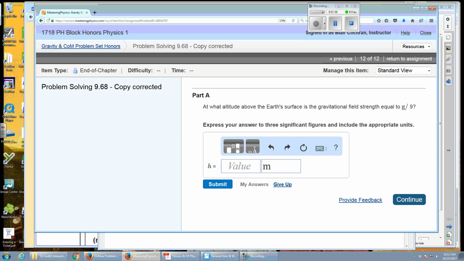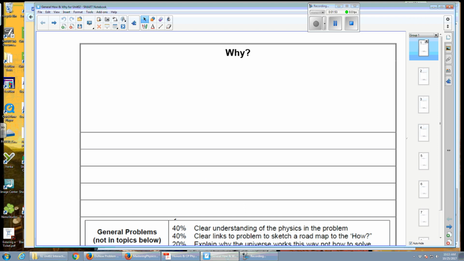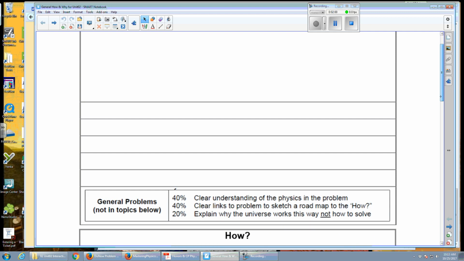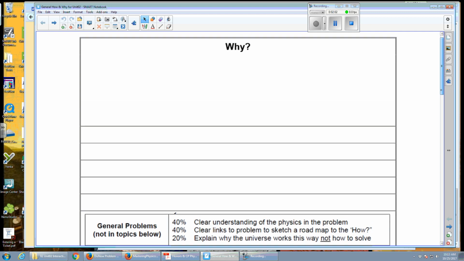They're saying: at what altitude above the Earth's surface is the gravitational field strength 1/9 of what it is on the surface? That's really what the problem is saying. So it's a gravitational problem. Do we need a diagram? No, not required. We've got to do some of this why-in-words stuff, with the 40-40-20 rubric. We could put a diagram in there, and it might even be useful.